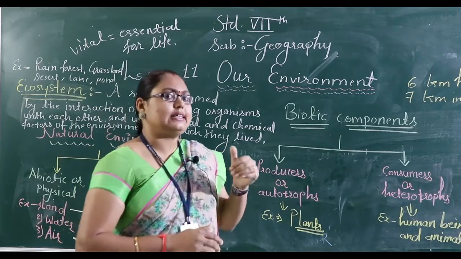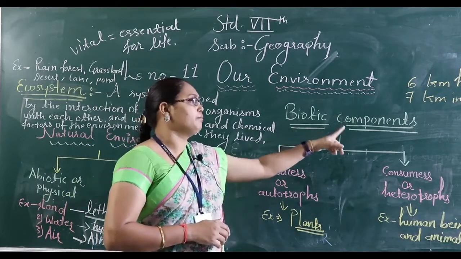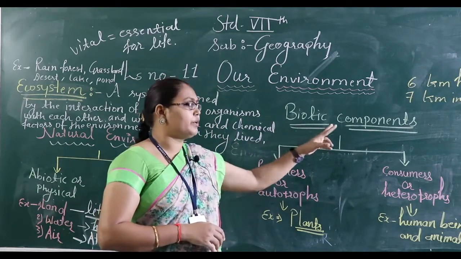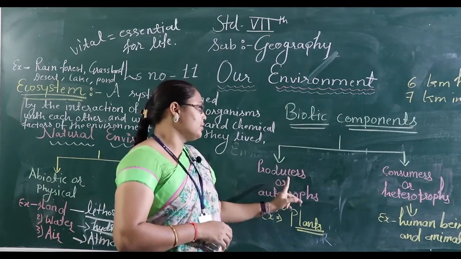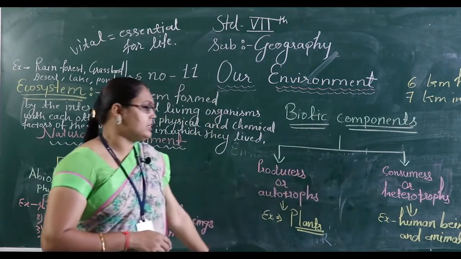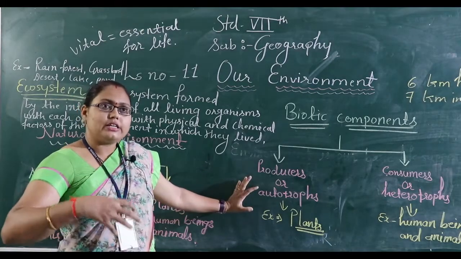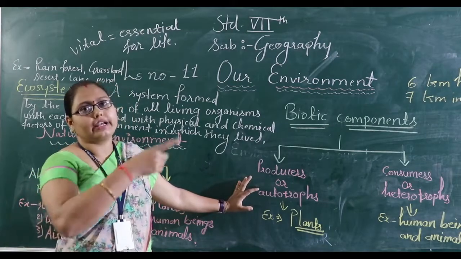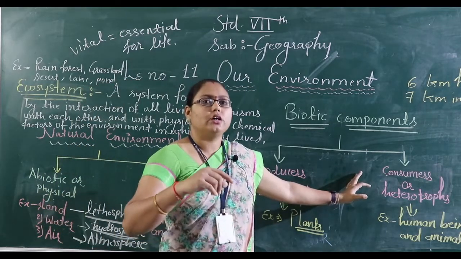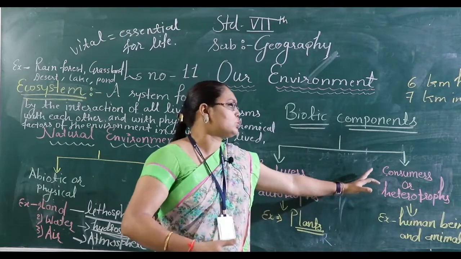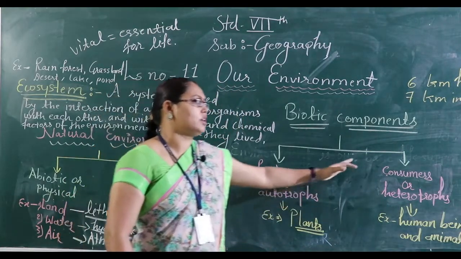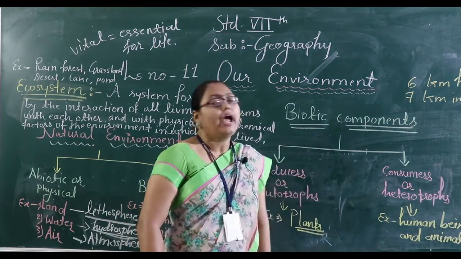Then in this lesson we again learned biotic components. Biotic components are divided into two categories: producers or autotrophs, and consumers or heterotrophs. Producers are organisms that produce their own food directly from the environment, and consumers are organisms that depend on others for food. This is called consumers or heterotrophs. Producer examples are plants, and consumer examples are human beings and animals.